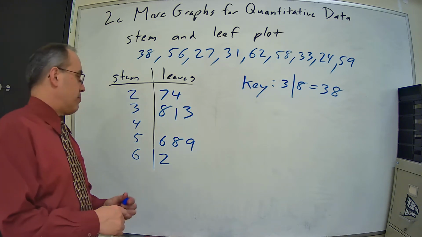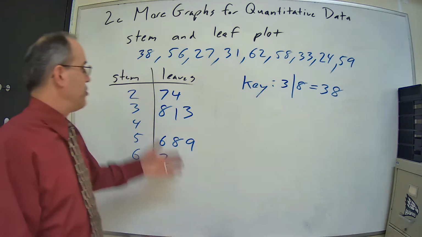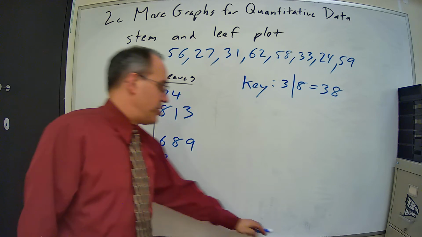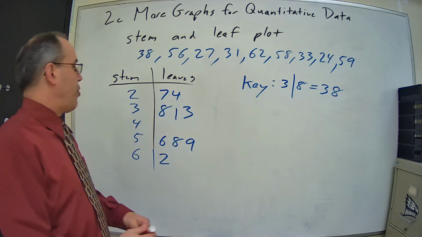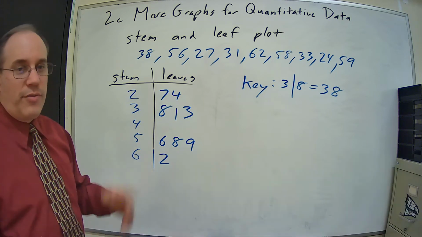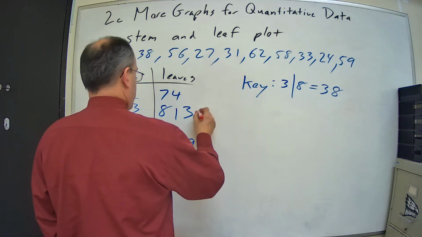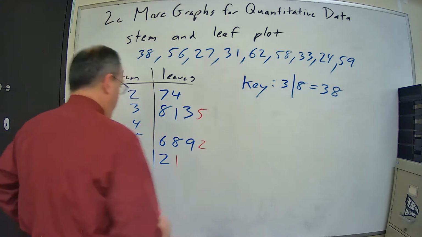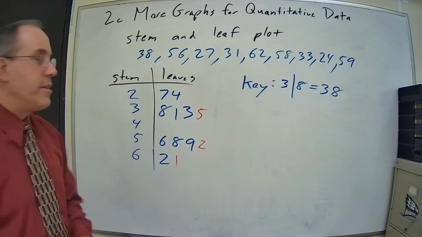Now, you may look at this and go, well, why do we need this key? Can't we just assume that it's always one digit for the leaf? And the answer is no, we can't assume that. Now I'm going to throw in some additional leaves here just to illustrate this point. 5, 2, 1. And I'm going to write a different key for this.